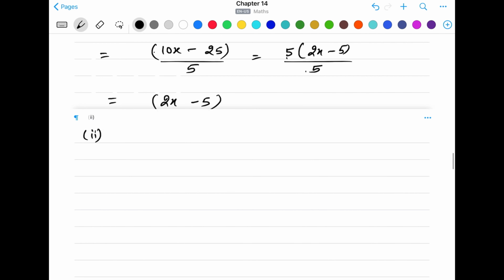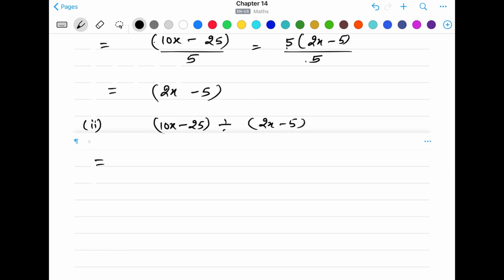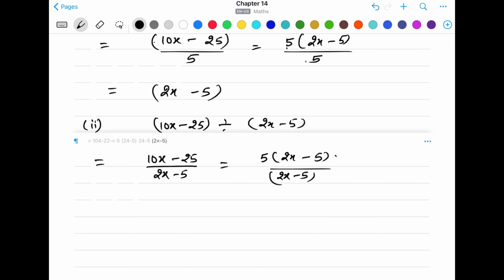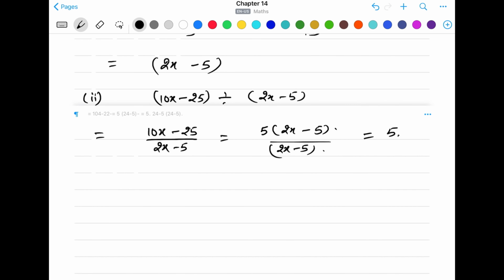Now we have 10x minus 25, which we have to divide by 2x minus 5. So again, let's write them in division form. We have 10x minus 25 divided by 2x minus 5. Now what we are going to do is take something common in the numerator. After taking 5 as common, we're left with 2x minus 5, and in the denominator we have 2x minus 5. Now this 2x minus 5 and 2x minus 5 are the same, so they will be cancelled, and we're left with only 5. That's our answer.